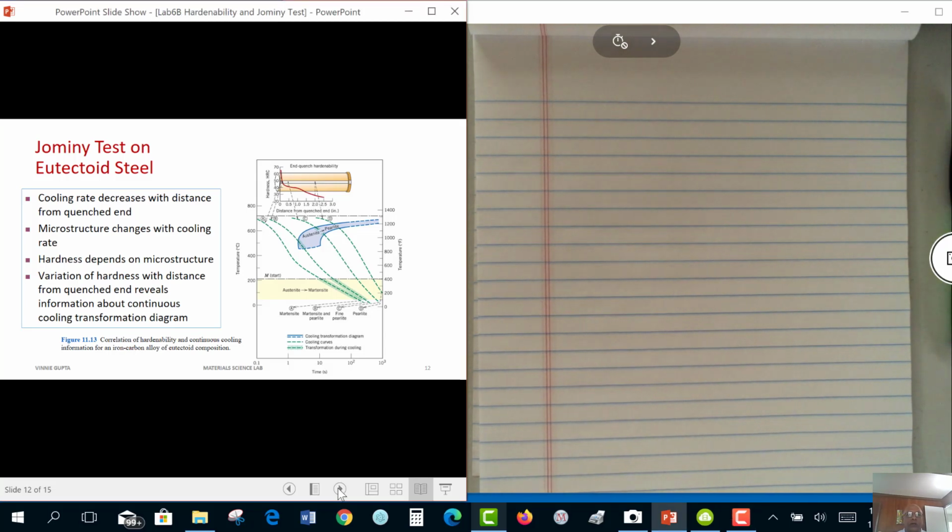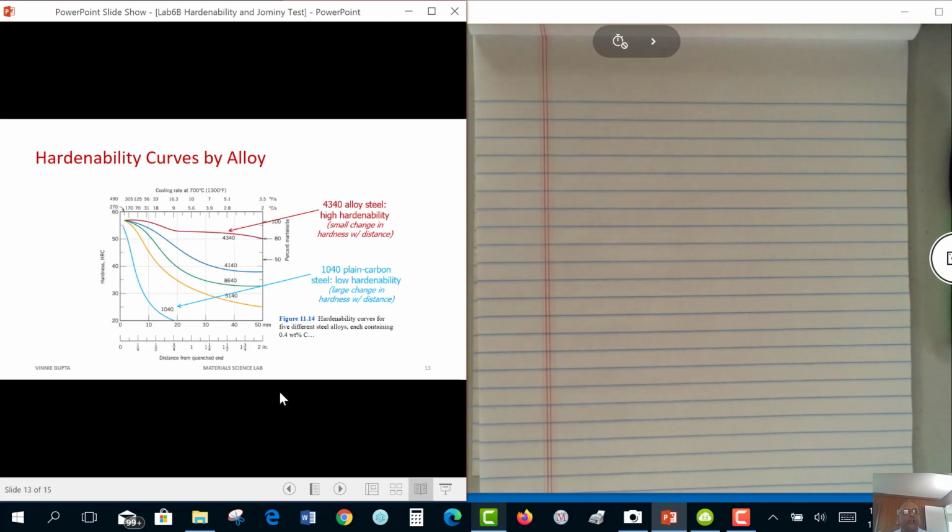Okay, so you saw Professor Humphrey making the measurements on our two samples, a plain carbon steel like 1045, and then he had just begun making measurements on 4340. So we are going to cover that all in our next part.